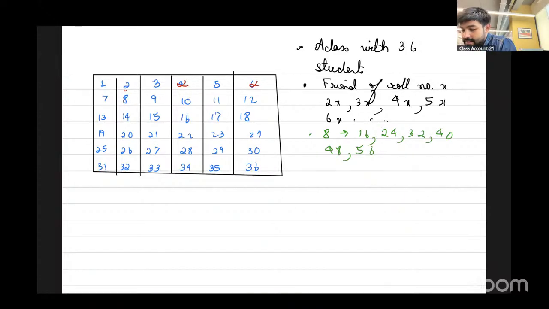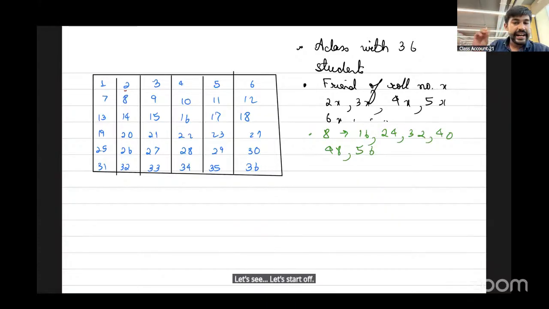Let's start off. Initially, I have 36 students in my class. And a friend of a particular student is a multiple of it.